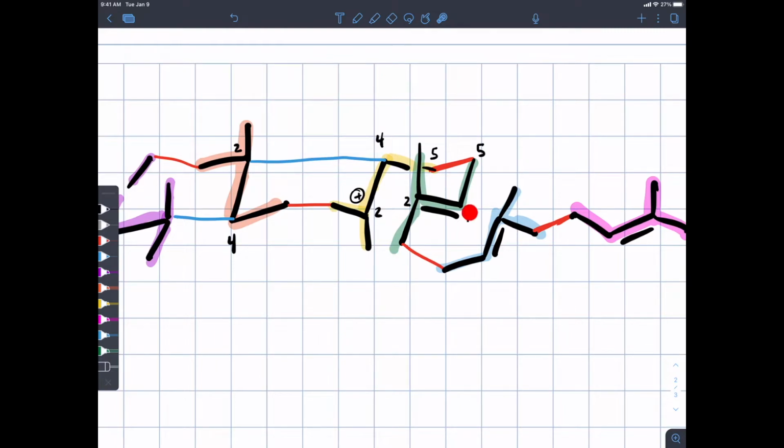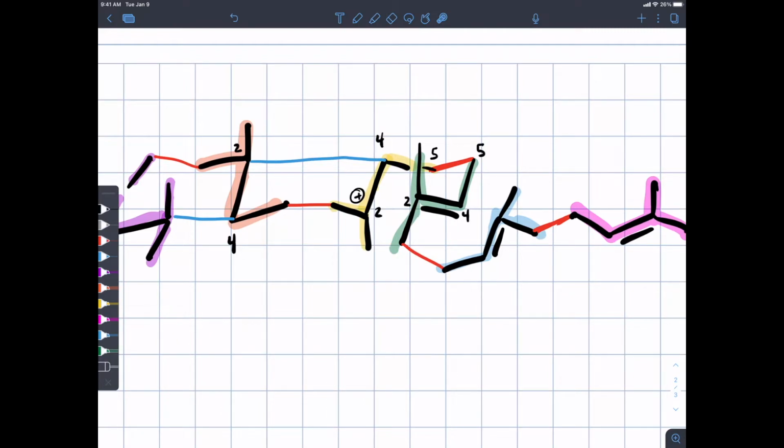What if instead we had carbon 4 attack, green 4 attack yellow 2 to leave a positive charge on green 2? That would be a 1, 2, 3, 4, 5-membered ring, but it would give us the more substituted carbon. So you've sort of got a trade-off here. You can get the more substituted carbocation, but you have to make the more sterically hindered, or the more strained, 5-membered ring. Or you can make the more stable 6-membered ring, but have to get the less stable carbocation. And so what I'm going to show you now is what actually happens.